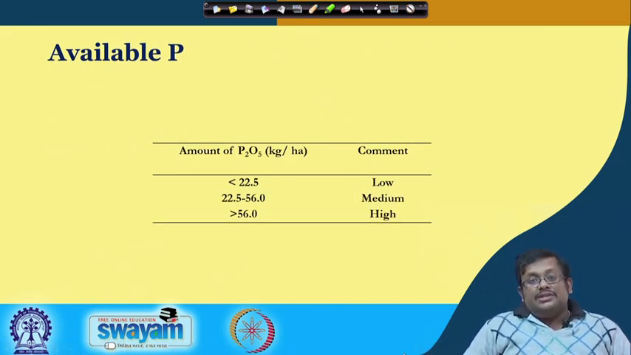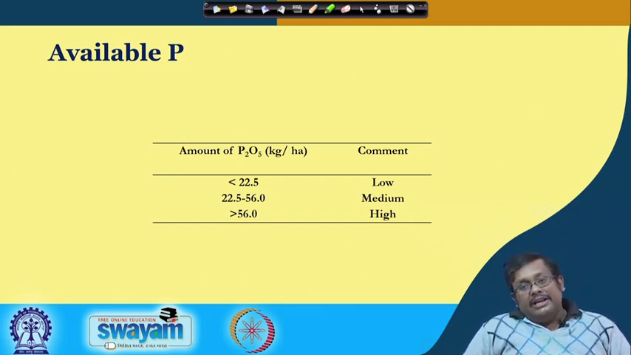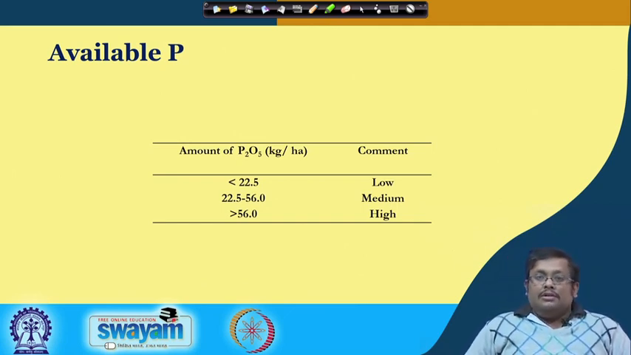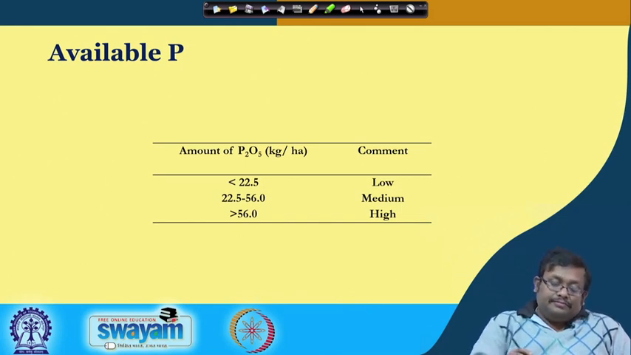Obviously, again based on the available P2O5 in kg per hectare. So, when it is in between 22.5 to 56, it is considered medium, and when it is less than 22.5, it is considered as low, and when it is greater than 56, then it is considered high. So, based on this we will recommend whether your test soil has low amount or medium amount or high amount of available phosphate.